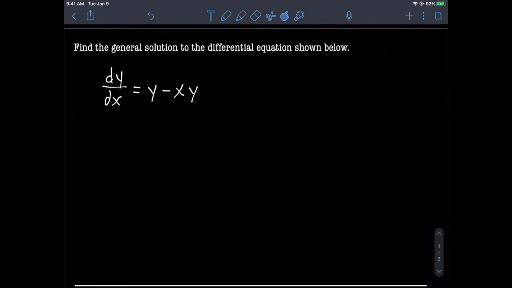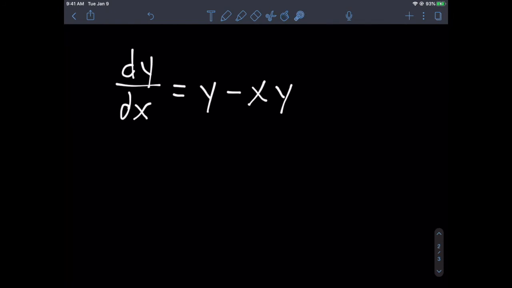This time we want the general solution to the differential equation dy over dx is equal to y minus xy. Now maybe it looks a little bit different this time, but the steps to get our general solution are exactly the same. If we look closely at the right-hand side, we'll see that both of our terms have a y in common, y and negative xy.